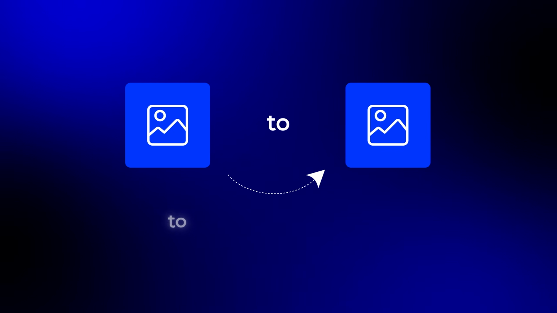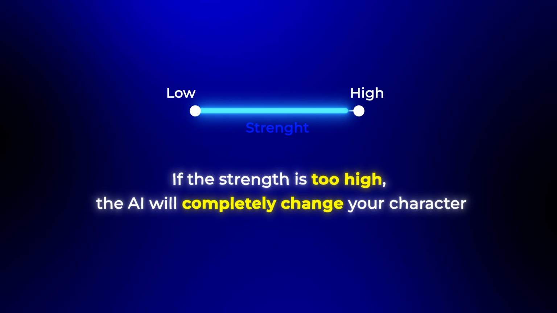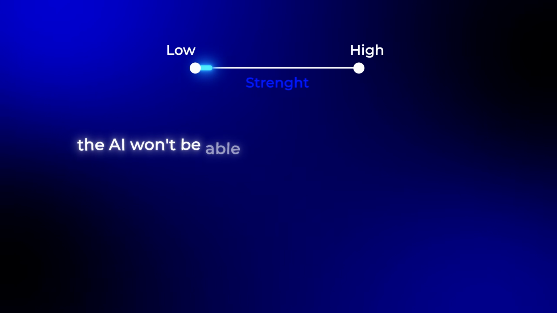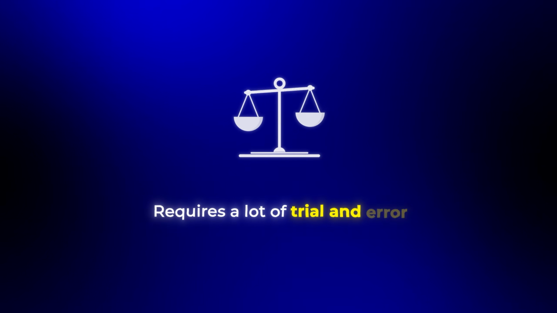To combat this, many people try to use image-to-image tools to maintain consistency, but they either use too high or too low strength. If the strength is too high, the AI will completely change your character. And if it's too low, the AI won't be able to change the pose or scene while keeping your character consistent. Finding that perfect balance is incredibly difficult and requires a lot of trial and error.